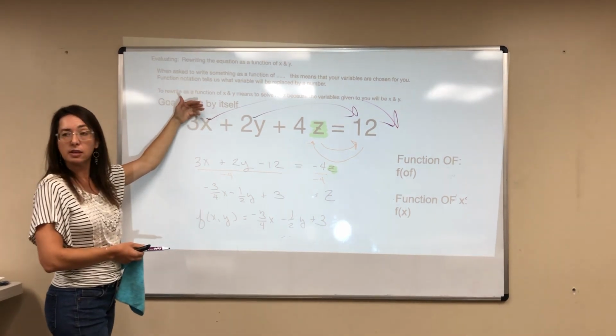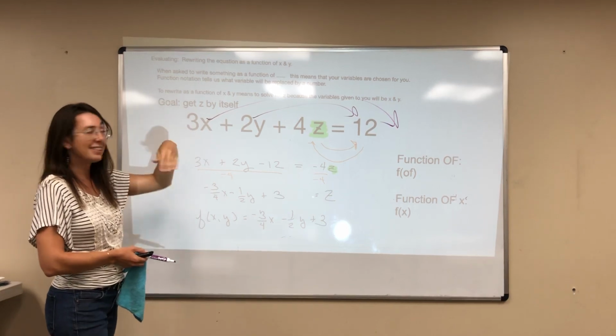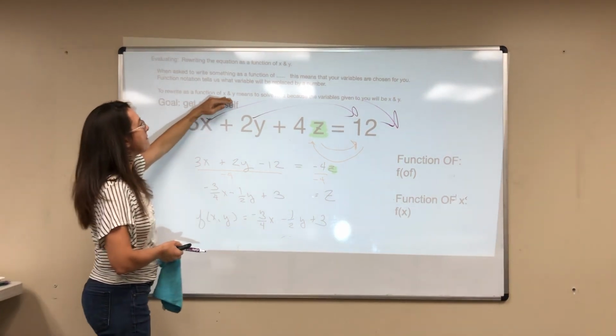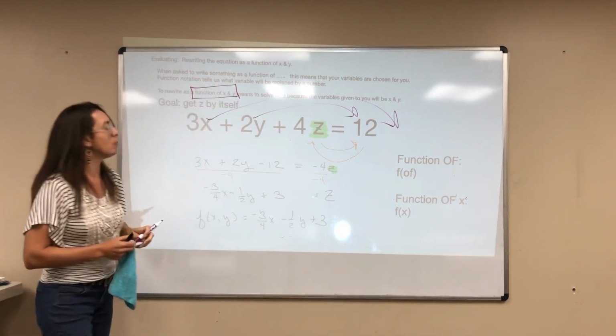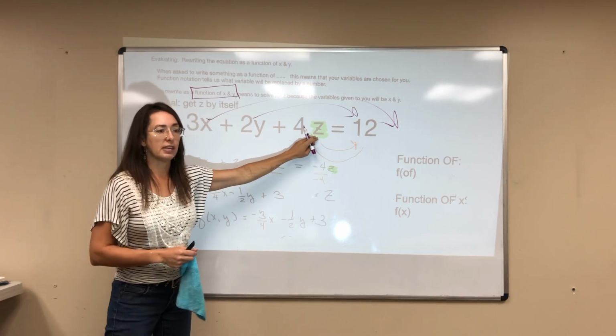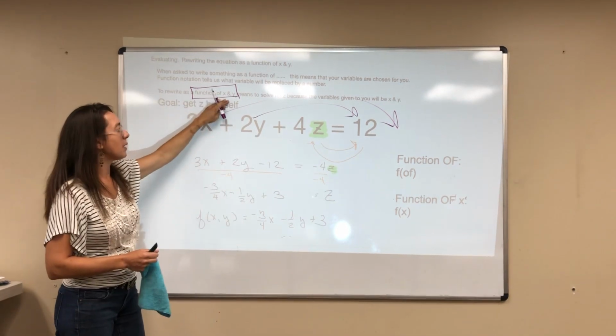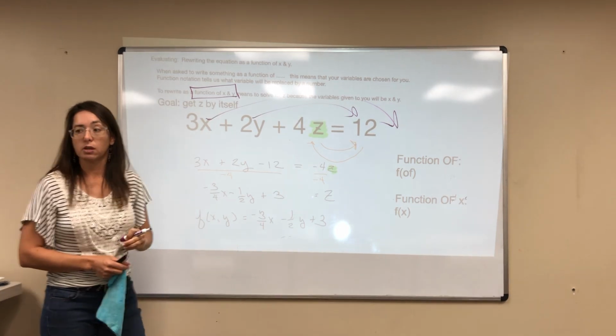You will see this in greater math classes or on the ACT. So rewrite it as a function of x and y, which means I'm solving for z, because a function of x and y means I want to keep x and y together in my equation.